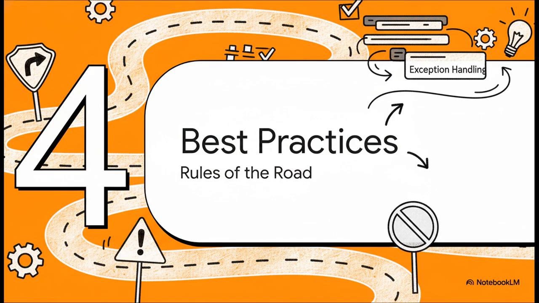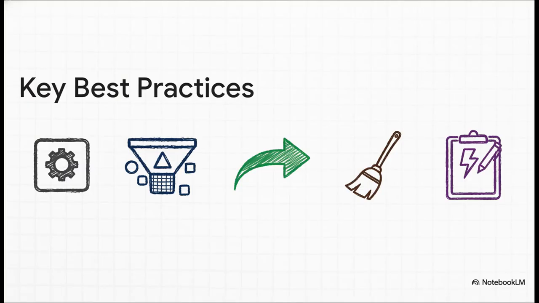Okay, we've covered a lot of ground here, so let's boil it all down to a few simple, really powerful best practices. Think of these as the rules of the road for writing solid exception handling. All right, here are the big ones. First, keep your try blocks small. Only put the 1 or 2 lines in there that might actually fail. Second, be specific. Don't just catch a generic exception because that can hide bugs you didn't expect. Catch the specific error you're looking for.